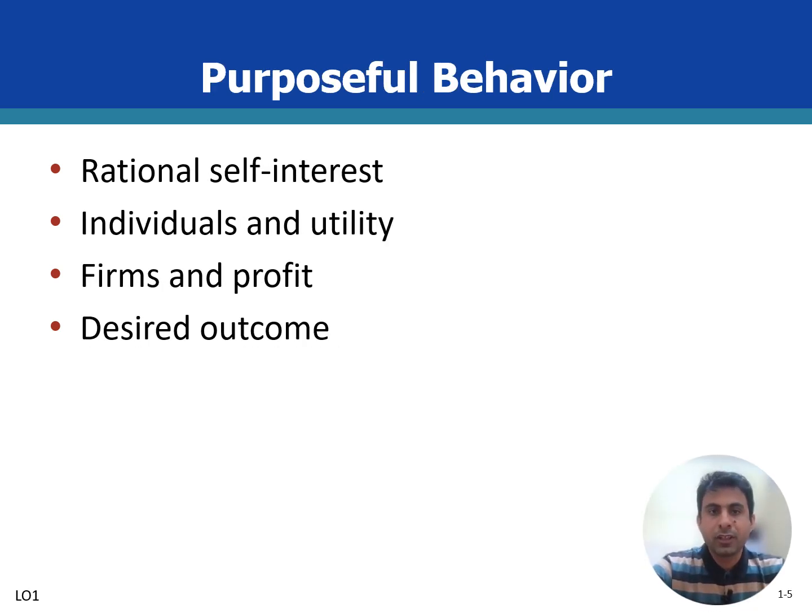Purposeful behavior. Rational self-interest is the principle that individuals act in a way that maximizes their own satisfaction or utility. In economic terms, utility refers to the personal benefit or satisfaction that individuals derive from consuming goods and services. Rational self-interest suggests that individuals make decisions based on their preferences, desires, and personal goals. This behavior is not necessarily selfish, but rather reflects the natural tendency of individuals to seek outcomes that benefit them personally, given their circumstances and constraints.